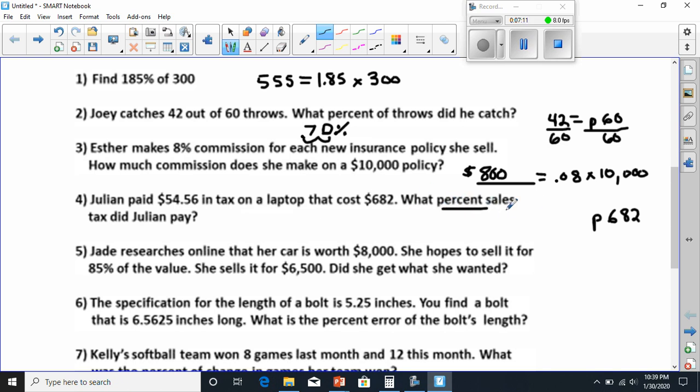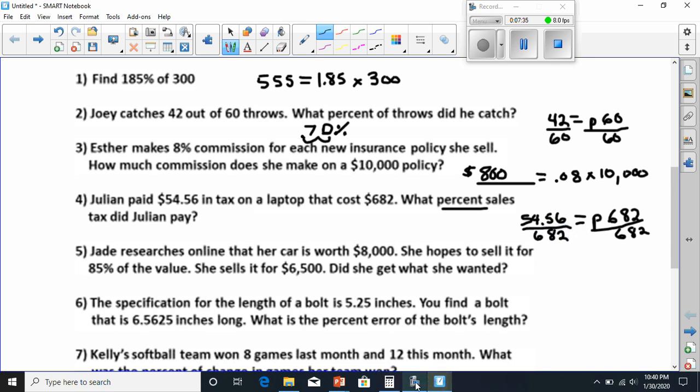It doesn't say percent of change or percent of error. It says what percent is sales tax. And that's got to equal $54.56. But once again, to get P alone, we're going to have to divide 682. Whatever I divide from one side, I'll divide from the other.